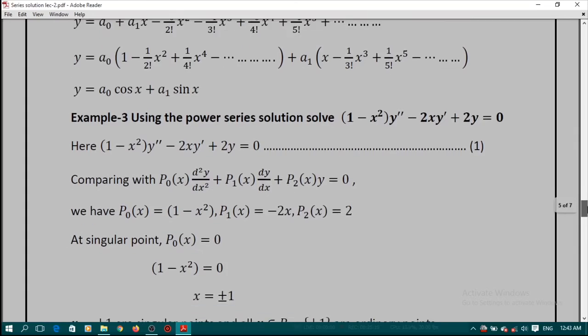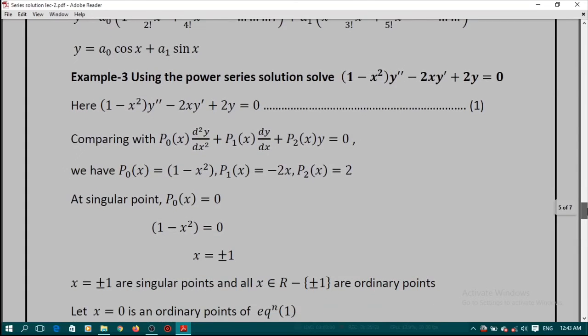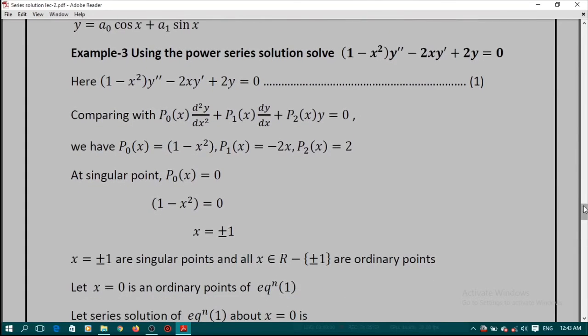So now let's discuss one more example regarding this. Example number 3: using the power series solution, solve 1 minus x square into y double dash minus 2xy dash plus 2y equals 0. So here they specify the method as the power series method only. Find the solution of this differential equation.